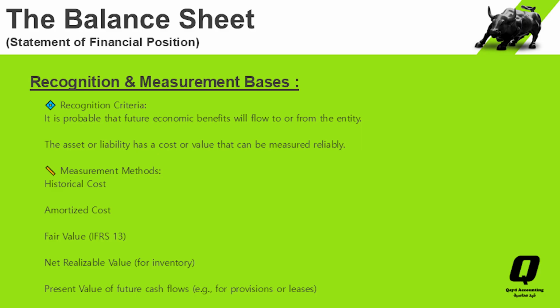Recognition and measurement bases. Recognition criteria: it is probable that future economic benefits will flow to or from the entity, and the asset or liability has a cost or value that can be measured reliably. Measurement methods: historical cost, amortized cost, fair value, IFRS 13, net realizable value for inventory, and present value of future cash flows, e.g., for provisions or leases.